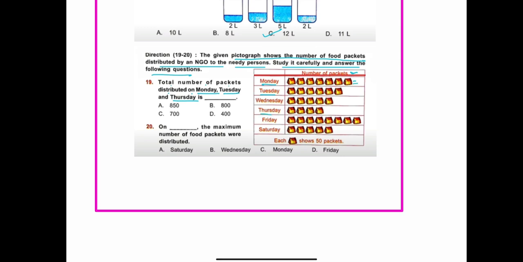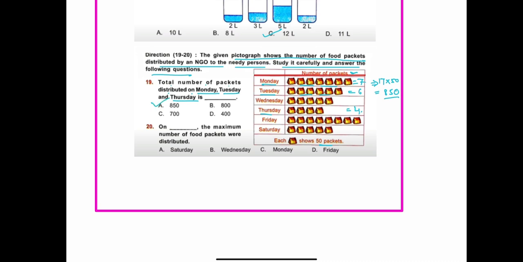So let's count these numbers. So we have 3, 3, 6 and 7. Then 3 and 3, 6. And then it is 4. So each of these structures is equal to 50 packets. Okay. So for the first question, 19, add these values, like 7 plus 6 is 13, plus 4 is 17, and multiply it with 50. So we will get 850. So option A.